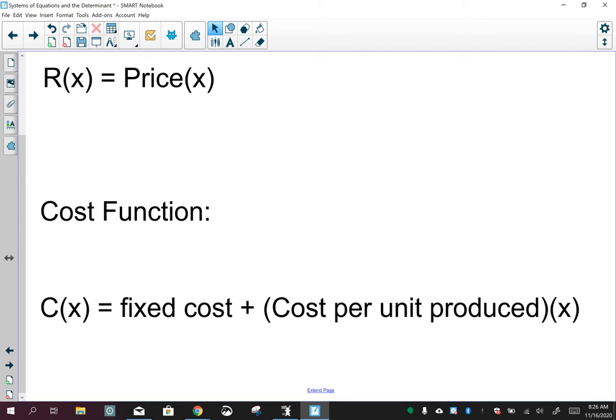So if it costs me $2,700 to set up, and then $1.50 to create each individual product, that's what this piece is here. This creating each individual product is my cost per unit X. So let's actually take a look at what this means.